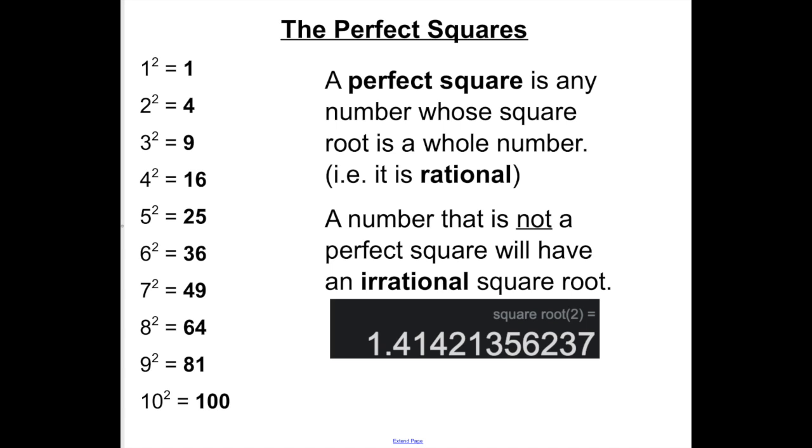The numbers you see here on the left: 1 squared equals 1, 2 squared equals 4, 3 squared equals 9, 4 squared equals 16, and so on. These bolded numbers are called perfect squares. Perfect squares are numbers whose square root is also a whole number, and we call these square roots rational. On the other hand, a number that is not a perfect square will have what we call an irrational square root.